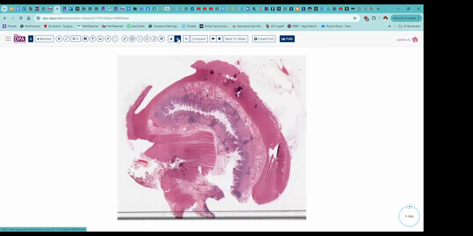So let's go on and do another case here. And here again, we see this prominence of this eosinophilic band here.